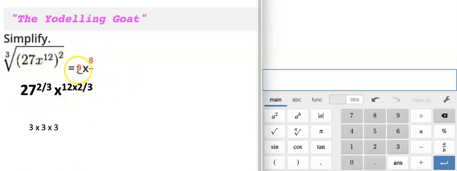All right, so we have 9x to the 8 for our final answer. Again, in review, this 3 sneaks in underneath. We attach it and make this a 2/3. 2/3 is our seasoning. Stick it to the 12, attach it to the 27, follow your exponent rules, and everybody wins. All right, cool. So 9x to the 8 power for this example, that is the Yodelling Goat.